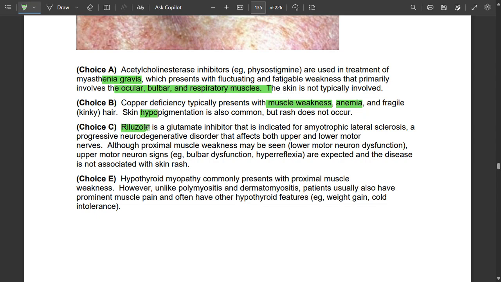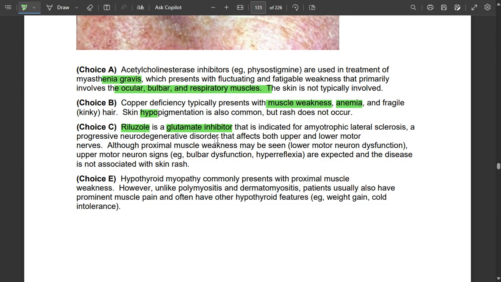Riluzole is used in the treatment of ALS. It is a glutamate inhibitor indicated for amyotrophic lateral sclerosis, a progressive neurodegenerative disorder that affects both upper and lower motor neurons. Although proximal muscle weakness may be seen from lower motor neuron dysfunction, upper motor neuron signs like bulbar dysfunction and hyperreflexia are expected, and the disease is not associated with skin rash.